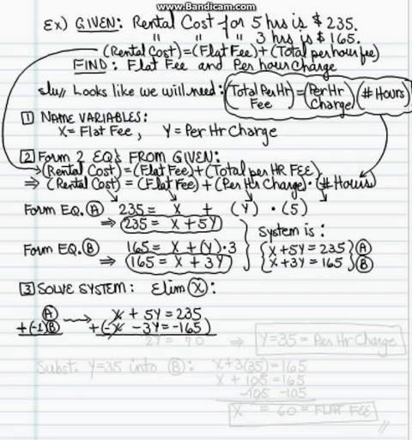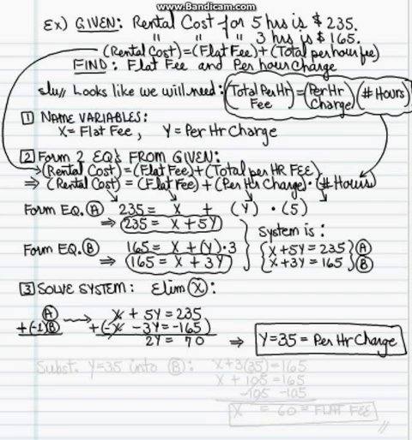5y plus a negative 3y leaves us 2y equals 235 minus 165, which is 70. Then let's divide both sides by 2, and we get y equals 35. That's going to be the y value, the per hour charge. So we've got part of our answer. Put a box around that.